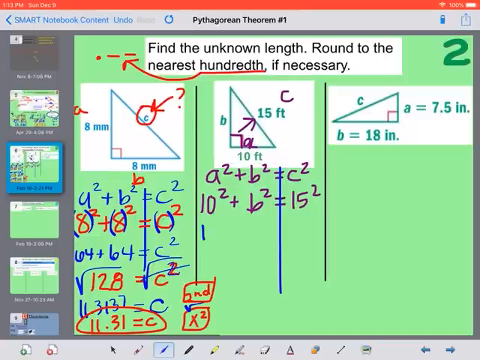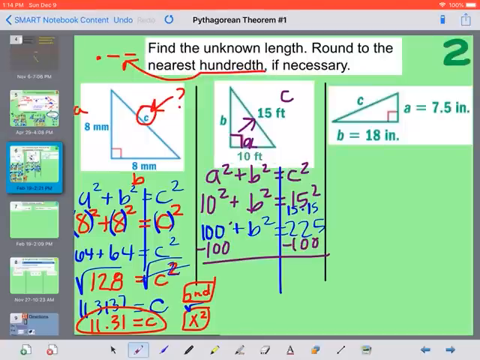So I'll solve this. 10 times 10 is 100. 15 times 15 should give us 225. Remember, it's not 15 times 2, it's 15 two times. 15 times 15. So now we need to get B all by itself. So first I'm going to get rid of my adding and subtracting. Subtract 100. So we have B squared equals 125.